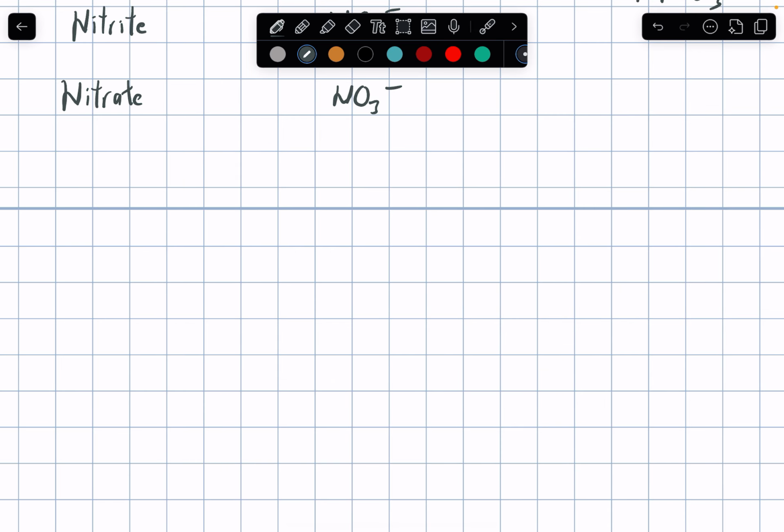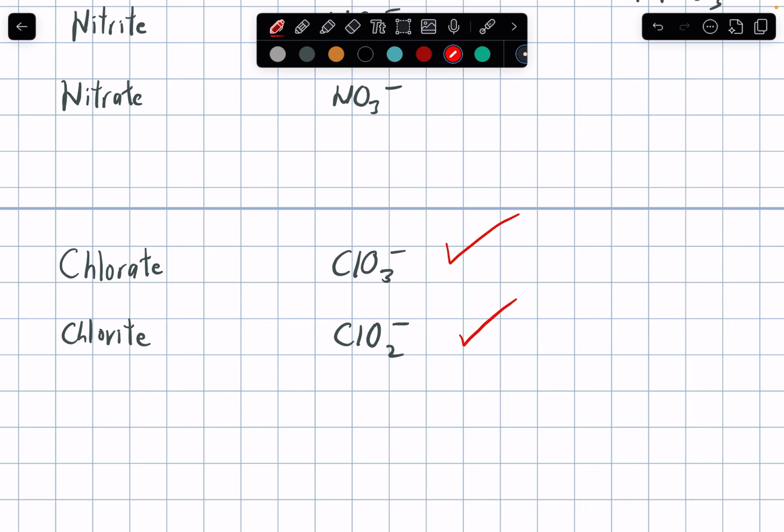I can't remember much. Let me consult my reviewer. I'll be honest with myself. I'll just read the word. So this is chlorate. We have chlorite as well. This is going to be ClO3 minus, ClO2 minus. Let me check if I'm correct. ClO3 minus, that's for chlorate. Okay, that's correct. Chlorite is ClO2 minus. Okay, that's correct.